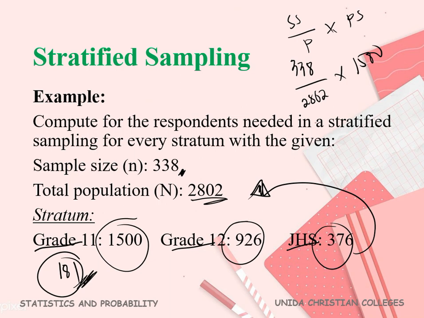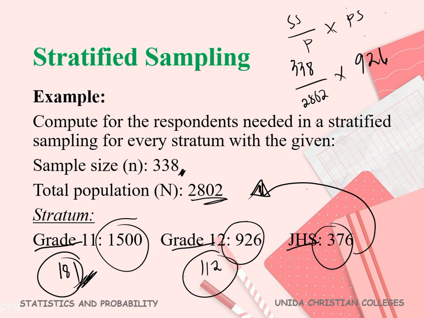Next, from grade 12, we have 926. So, same pa rin yan. Palitan na lang natin ito: 338 divided by 2,802 times the population of grade 12, which is 926. So, what is the result? Okay, so we have 112 respondents from grade 12. And last, from junior high school.